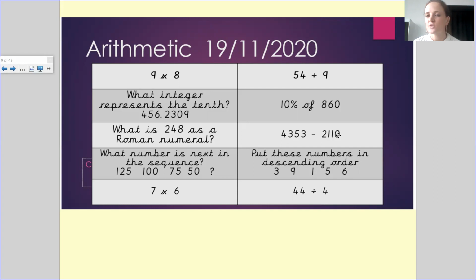10% of 860. 4,353 minus 2,110. Put these numbers in descending order. So descending, 3, 9, 1, 5, and 6. And 44 divided by 4.